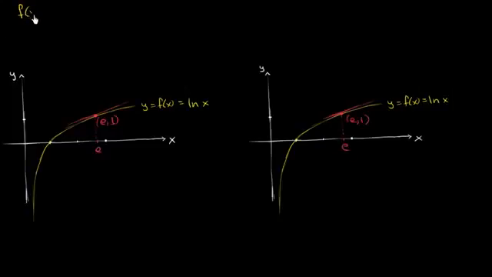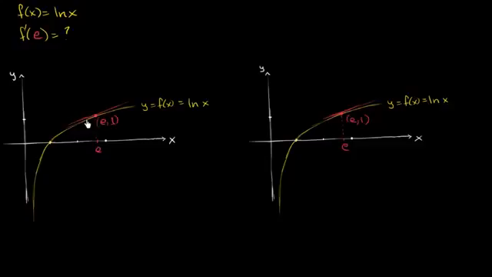Let's say that f of x is equal to the natural log of x. And we want to figure out what the slope of the tangent line to the curve f is when x is equal to the number e. So here x is equal to the number e. The point e comma 1 is on the curve. F of e is 1. The natural log of e is 1.